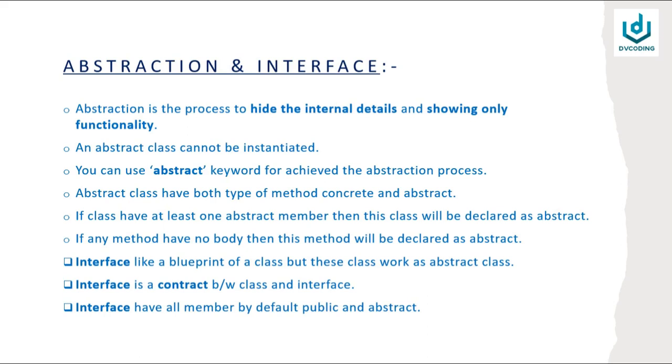Interface. An interface is like a blueprint of a class, but it works like an abstract class. An interface is a contract between the class and the interface. All members of an interface are public and abstract by default. Let us take an example.